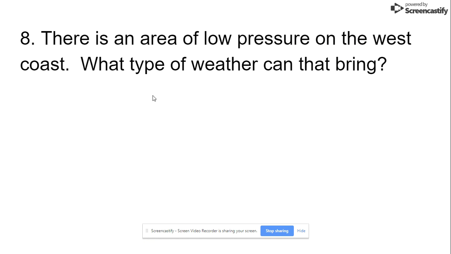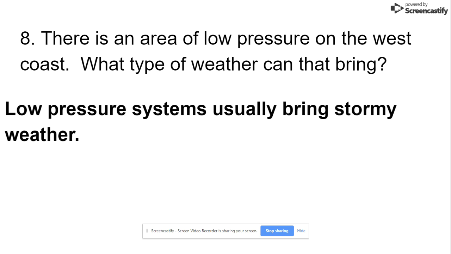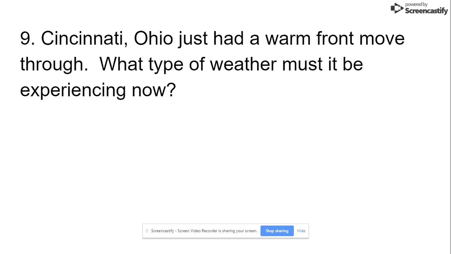Okay. There's an area of low pressure on the West Coast. What type of weather could that bring? Low pressure also brings stormy weather. Cincinnati just had a warm front move through. What type of weather must it be experiencing now? A warm front brings warmer weather behind it.